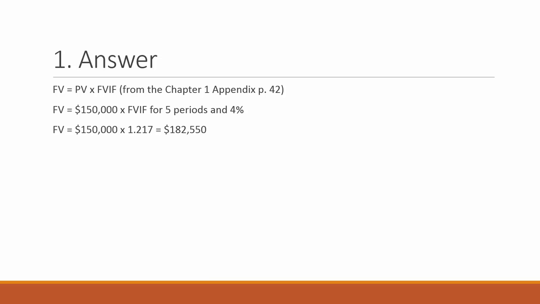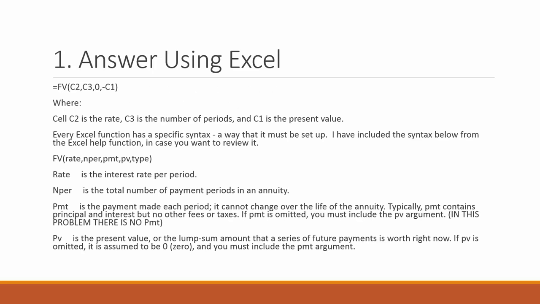So therefore the future value is equal to $150,000, which is the present day value of that lot, times the future value interest factor for 5 periods and 4%. If you look in that table on page 42, at the intersection of 5 periods and 4%, you'll find a factor of 1.217. So you need to multiply that growth factor times the $150,000 present value to get the $182,550 value for the house lot.